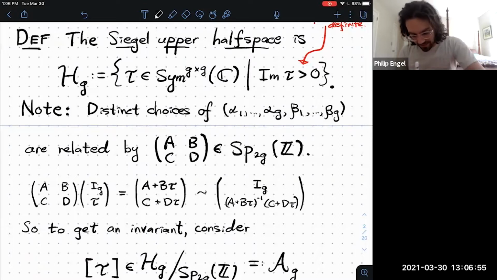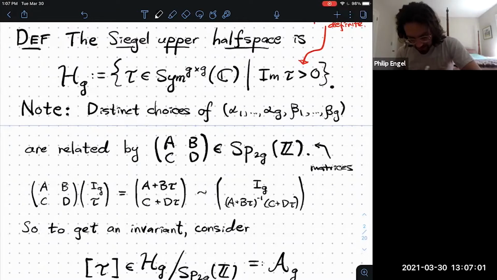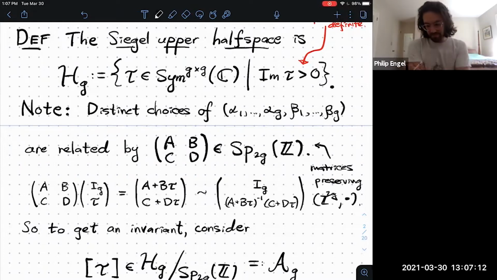So this is just by definition the matrices preserving Z to the 2g with the symplectic form, which would be the cup product on the first homology.